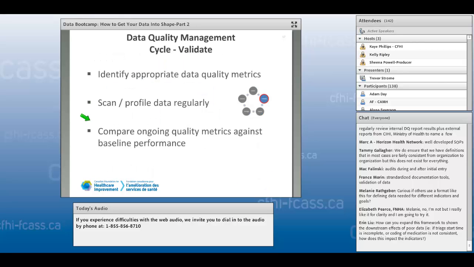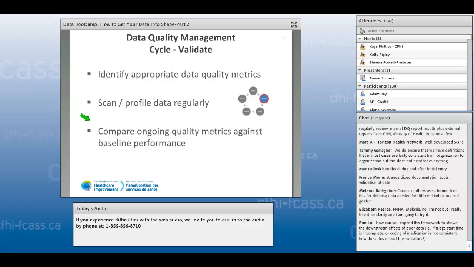So if we carry on then to the next section of the data quality management cycle, we're going to talk about validate for a second. Just as we use indicators and metrics to validate our performance and our quality, we also want to identify appropriate data quality metrics that we can use as we scan and profile our data, to compare our ongoing data quality metrics against baseline performance and actually set targets.